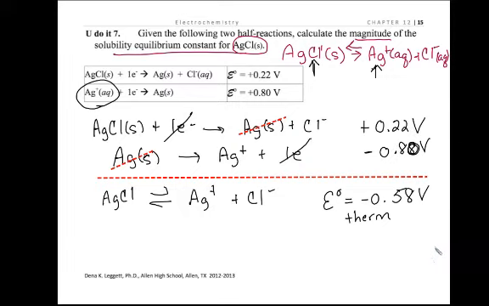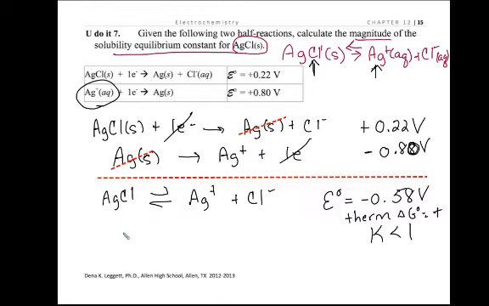So if we're not going to make much product, I expect my K to be less than 1. Are you starting to see the link? So if E naught's negative, that means delta G naught is positive. That means I have thermodynamic barriers to making product, so K should be less than 1.